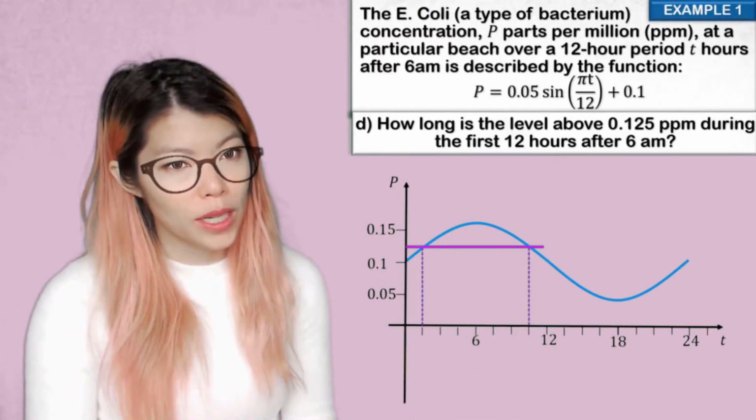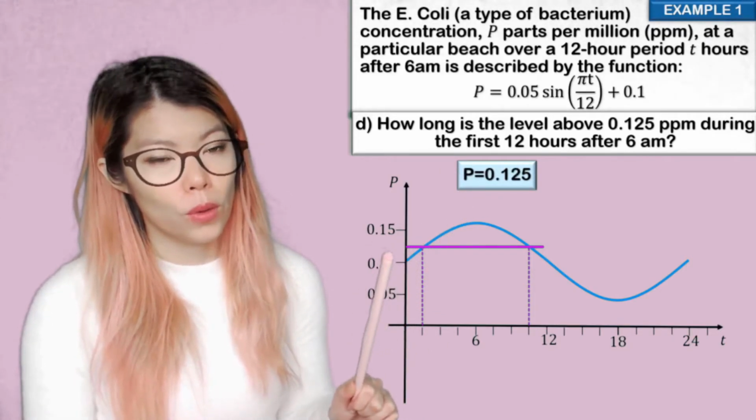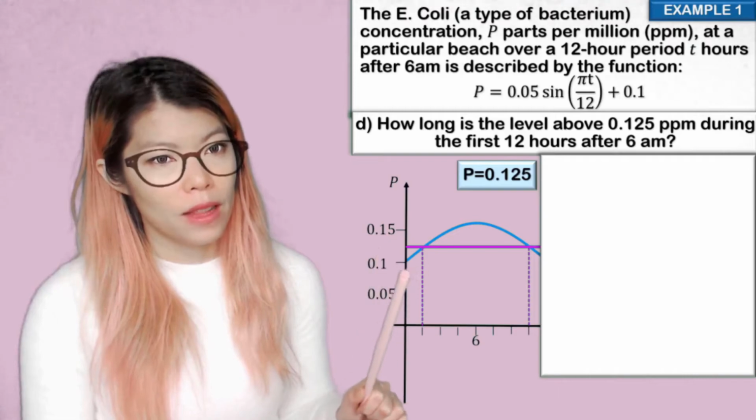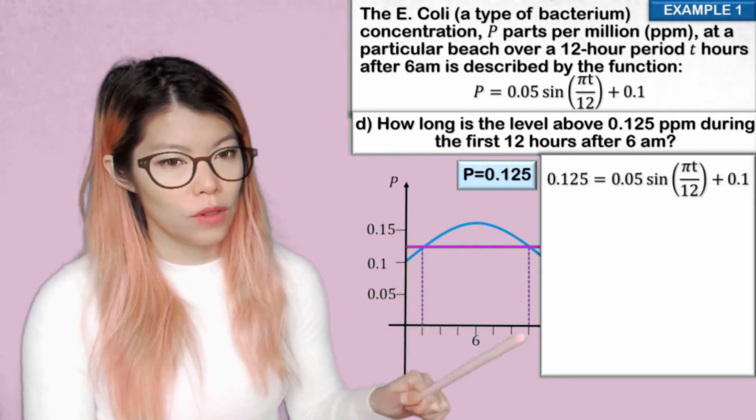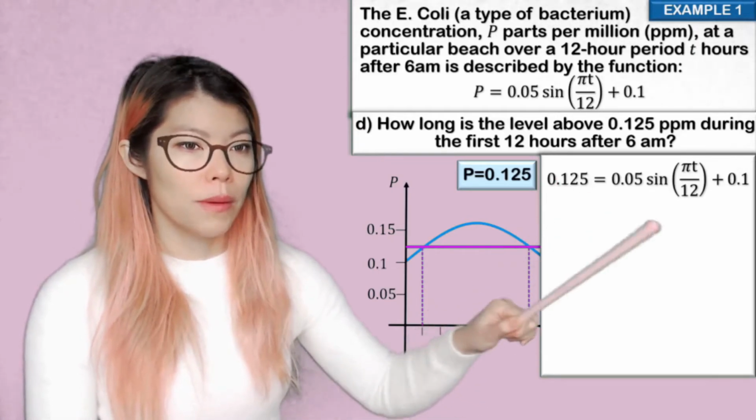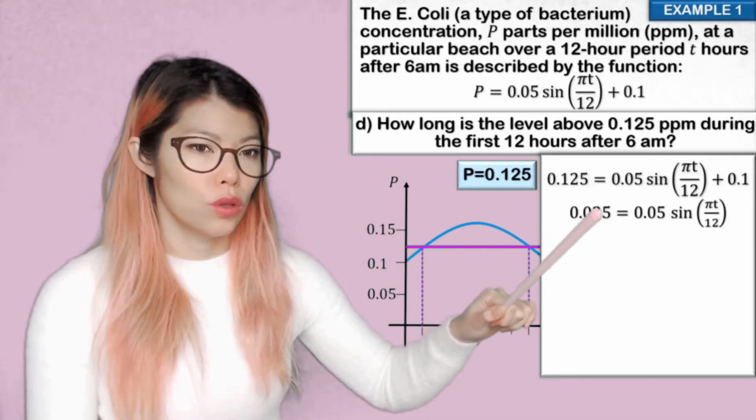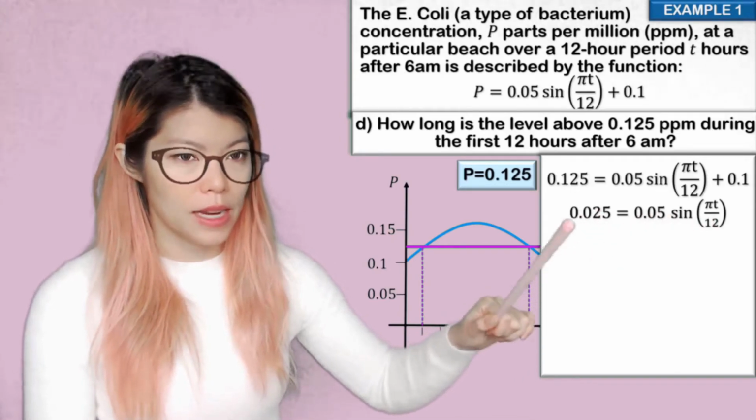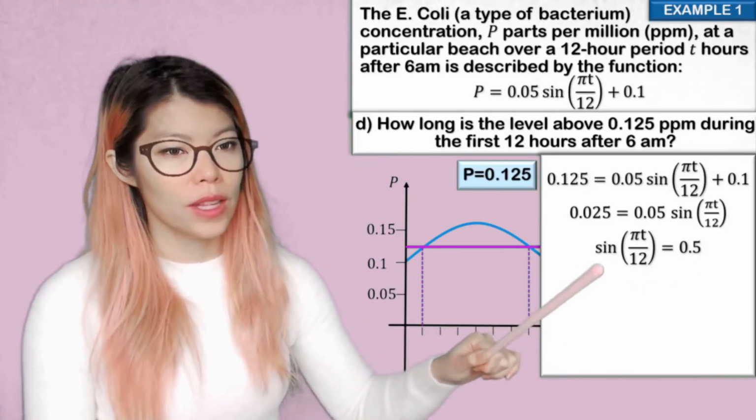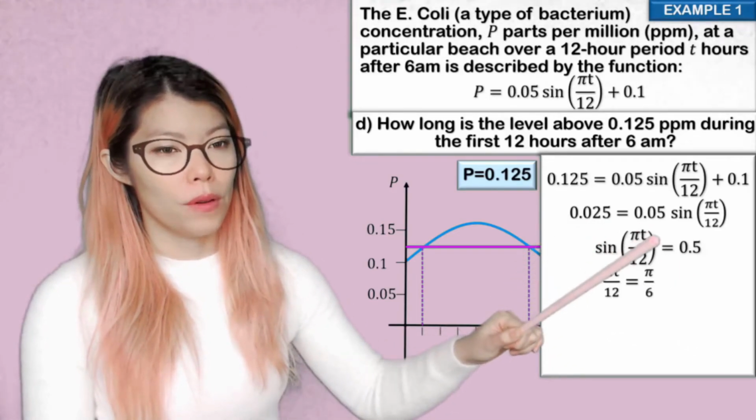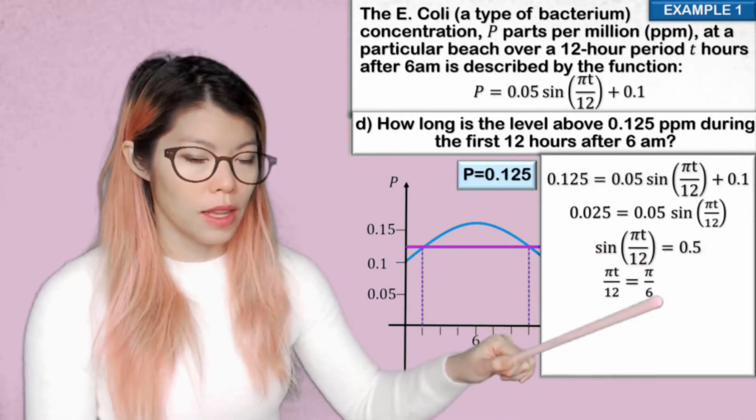But how would you work it out? So P equals 0.125, sorry, that's your Y value. So we can sub it in and find when T equals that. So we're looking for these two values. So when we sub it in and subtract the 0.1, we get 0.025 equals that. Dividing by 0.05, we get 0.5. And we know that sine is equal to 0.5 at pi on 6.